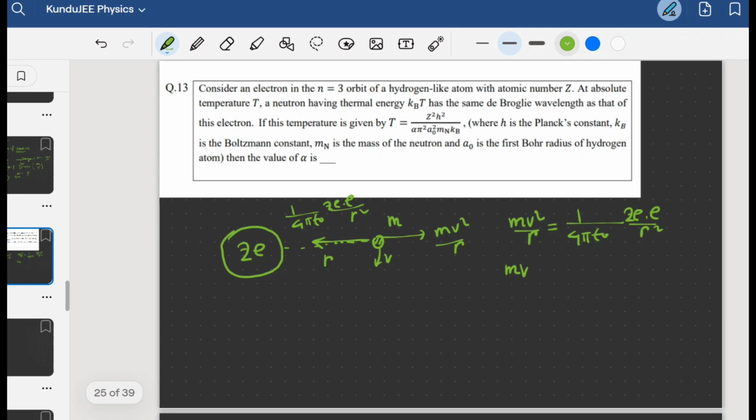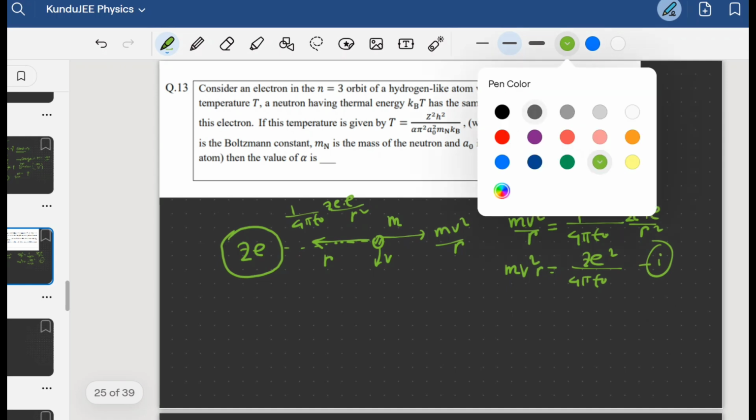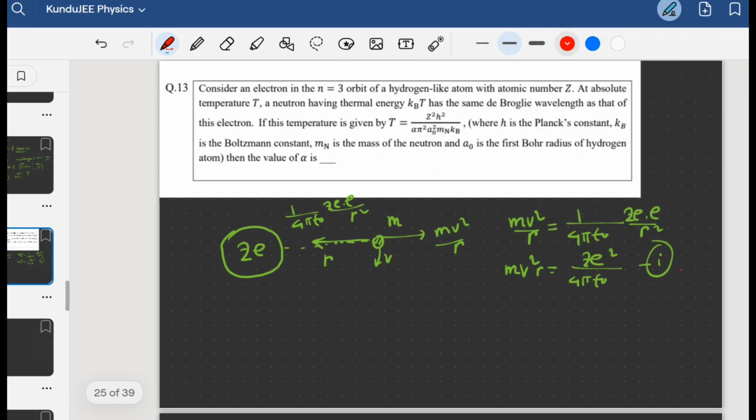Upon simplification, we'll get mv square into r, that is Z into e square by 4 pi epsilon naught. That is equation number 1. Now the second equation we'll get, that is mvr, the angular momentum of the electron, that will be equal to n into h by 2 pi. That is equation number 2.